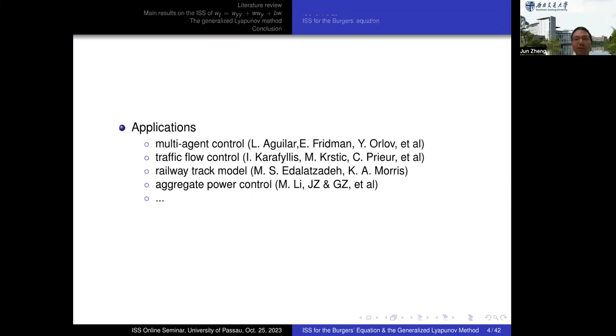I would like to mention a little about the application of ISS for PDEs. In fact, the ISS theory of PDEs can be applied to various fields in engineering. For example, the ISS of PDEs can be applied to the problem of multi-agent control and traffic flow control, railway track model. In recent years, we have also applied the ISS of PDEs to the problem of aggregate power control.